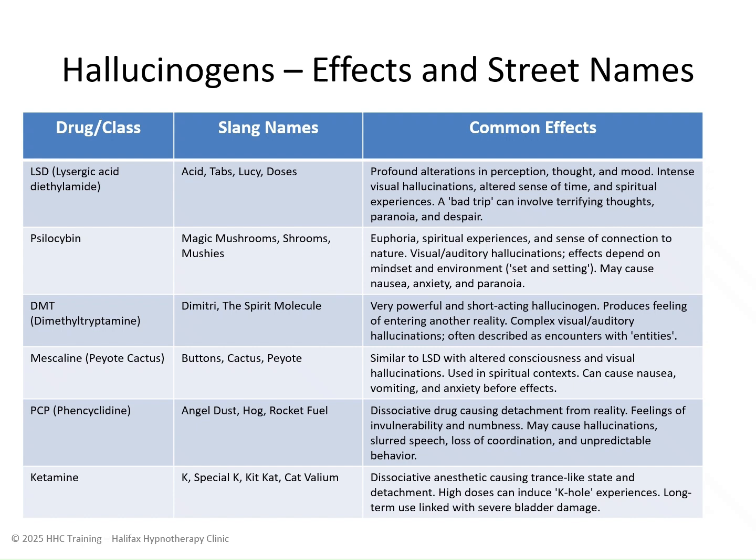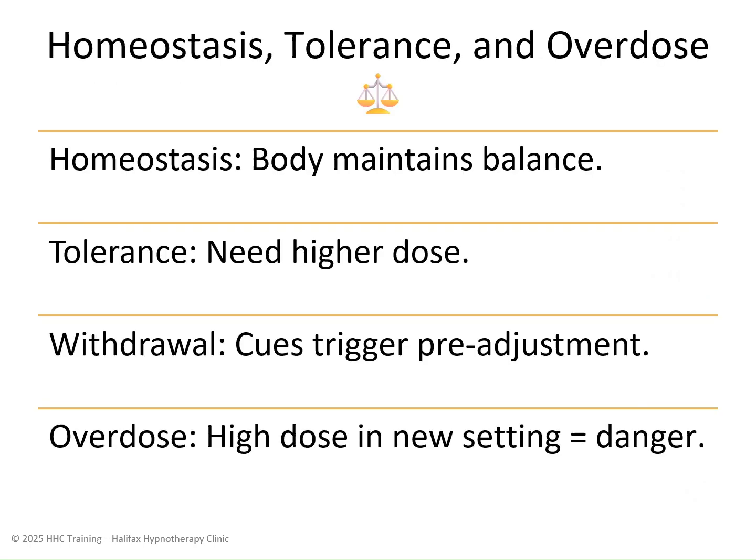Homeostasis, tolerance, and overdose. What is homeostasis? Homeostasis is the process by which your brain and body work to maintain a stable internal environment. This includes regulating core functions like body temperature, heart rate, and metabolism, despite changes in external conditions. When your body is pushed out of balance, for example, by exercise making you hot and increasing your heart rate, homeostasis works to return you to your normal state.